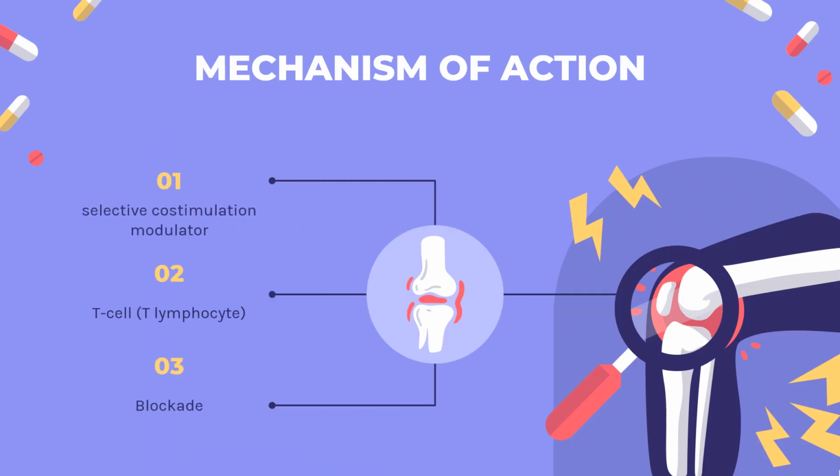Mechanism of action. Abatacept is a selective co-stimulation modulator, like CTLA-4. The drug has been shown to inhibit T-cell, T lymphocyte, activation by binding to CD80 and CD86, thereby blocking interaction with CD28. Blockade of this interaction has been shown to inhibit the delivery of the second co-stimulatory signal required for optimal activation of T cells. This results in the inhibition of autoimmune T-cell activation that has been implicated in the pathogenesis of rheumatoid arthritis.